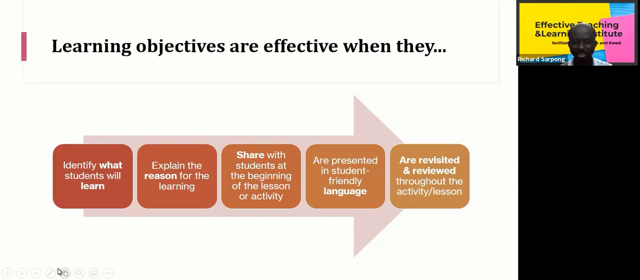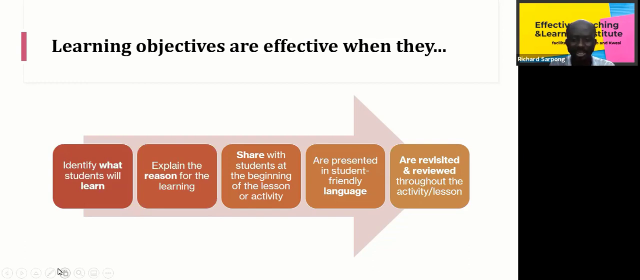So we're talking about sharing at the beginning, but how do you share it? You have to present it to them in student-friendly language, in a language where the students fully understand, because they have to understand it. It is their learning, right? It is their learning, so they need to know exactly what they are learning.